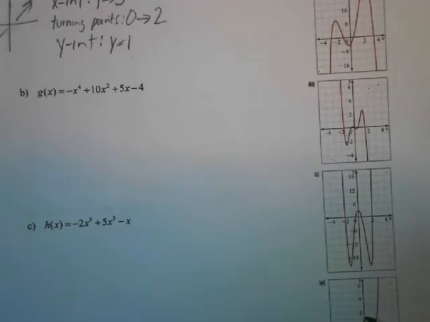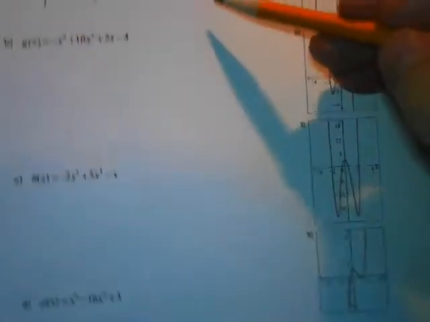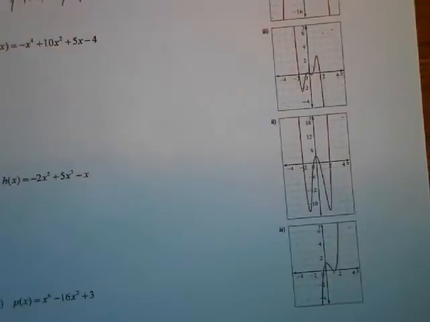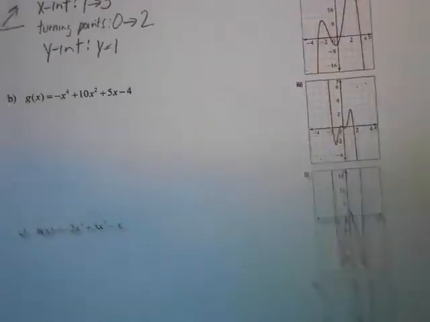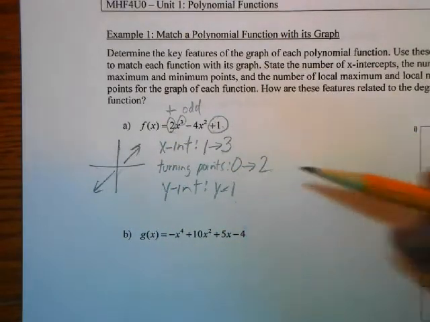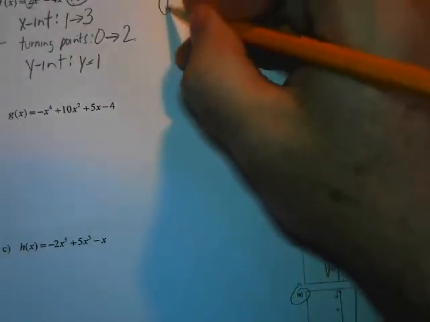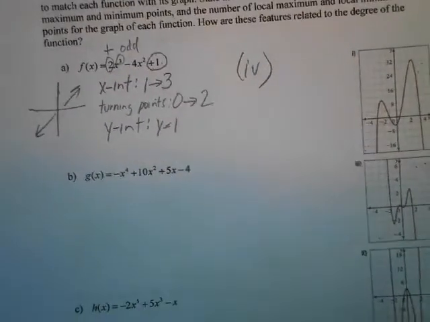Turning points 0 to 2, so there's a turning point here and there's a turning point, so that matches our information. And a y-intercept of 1, well, this has to be exact, and it does have a y-intercept of 1, so that matches all our information that we put down. So it's definitely this graph here. So that matches up with graph 4. So I don't have to look at that one again.